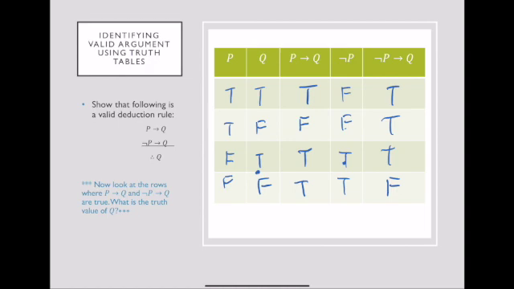So now we look at the rows where P implies Q and not P implies Q are both true. What's the truth value of Q for those? It's going to be T. So Q has to be true.